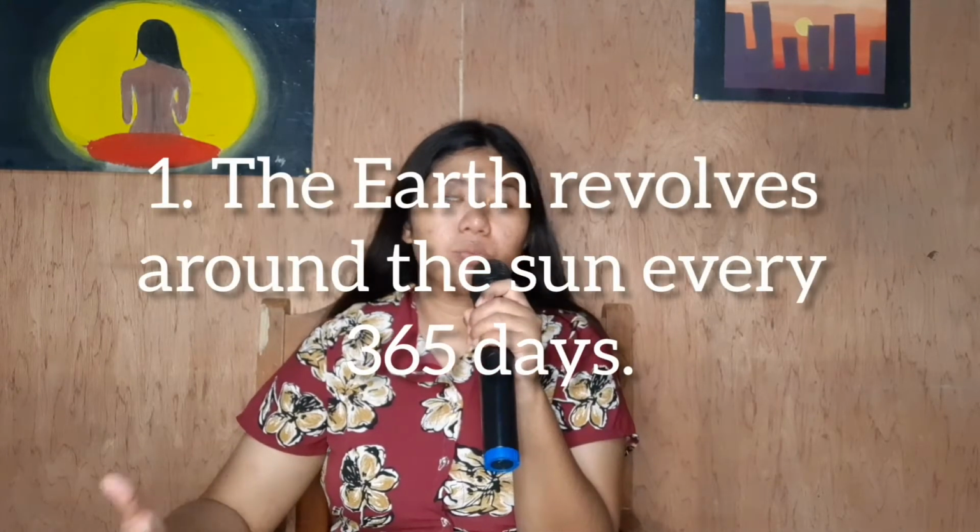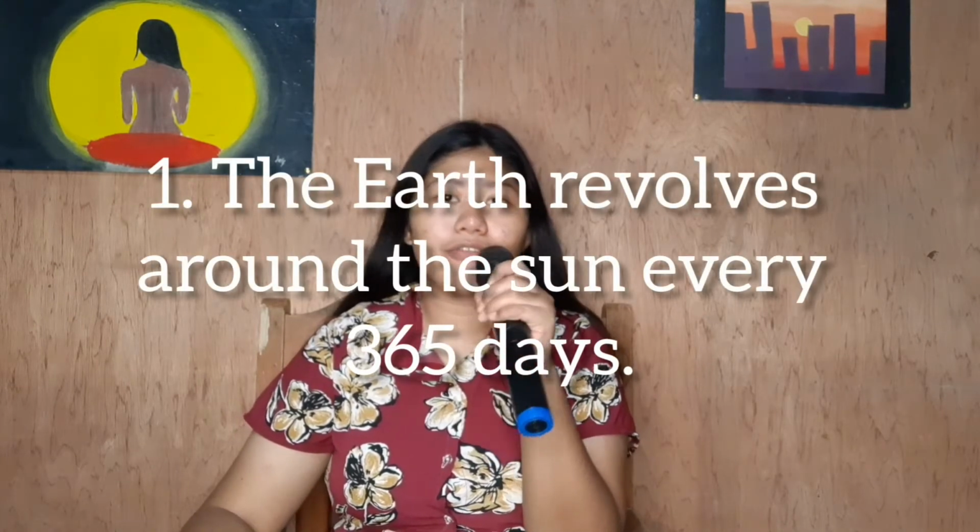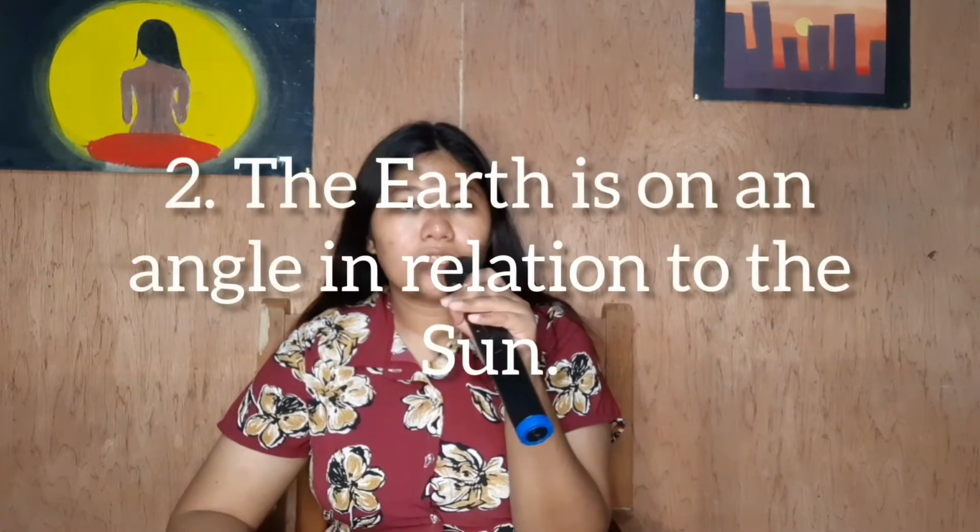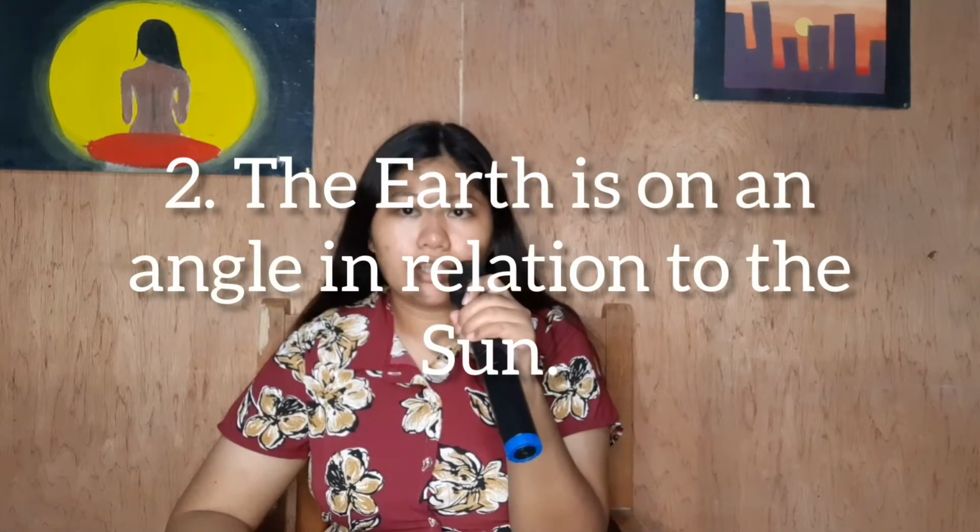The changing of the Earth's seasons depends on two important facts. Number one, the Earth revolves, or makes one revolution, around the Sun in every 365 days. And number two, Earth is on an angle in relation to the Sun.